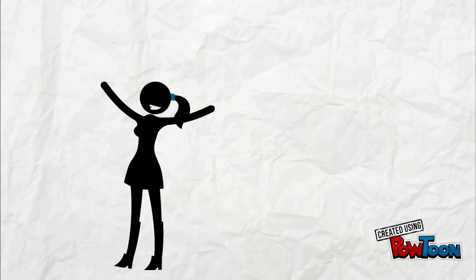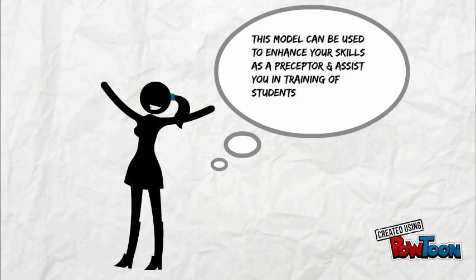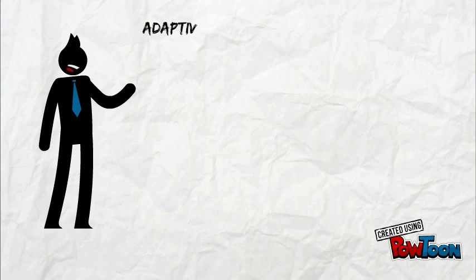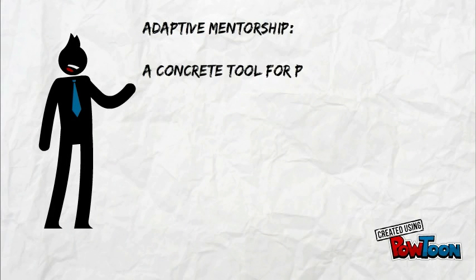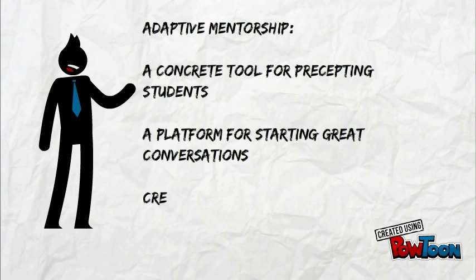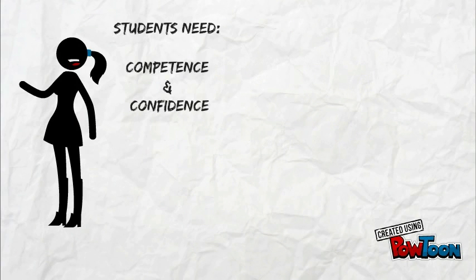The Adaptive Mentorship model for dietetic practice is a tool that can be used to enhance your skills as a preceptor and assist you in the training of dietetic students. Research has shown that the Adaptive Mentorship model is a concrete tool that can be used to precept dietetic students. It creates an opportunity for the preceptor and student to have great conversations, which ultimately can create a positive training experience for all. The model focuses on competence and confidence for the students.